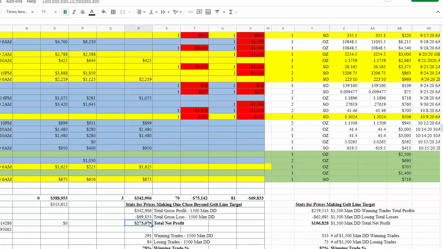What we noticed is that with the close beyond, it had fewer winning trades than just hitting the line. But that's okay. It's a 4% difference. Who really cares when you can dramatically increase the profitability? So that's kind of neat. So anyway, we did that. And now we're going to get into some of the woods and weeds that we found along the way.